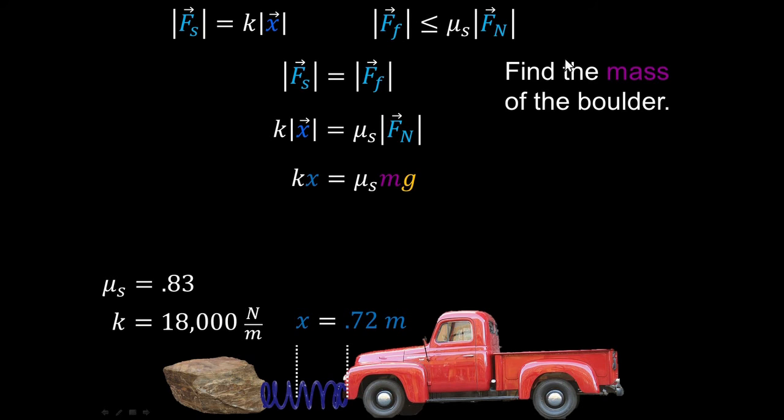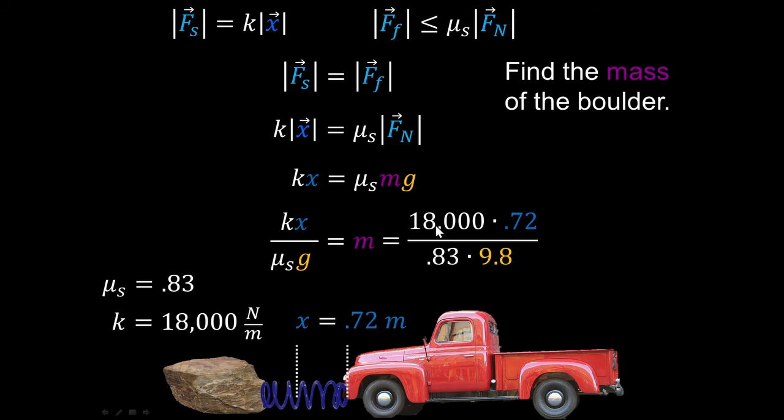Okay, so the whole question here is find the mass of the boulder. There it is. So if I divide both sides by the coefficient of static friction and divide both sides by the acceleration of gravity, that would be the mass. So this was the spring constant. That's how far it had to be compressed or displaced. This is the coefficient of friction and the acceleration of gravity. You plug all those things in and multiply them out. Looks like that boulder is going to be 1.6 metric tons.